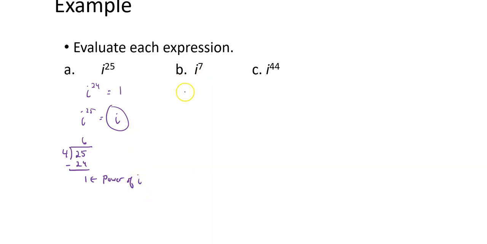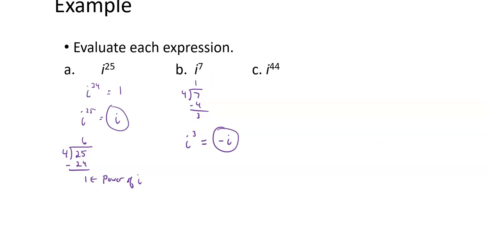How about i to the 7th? Subtract 7 minus 4 is 3. So i to the 7th is the same thing as i to the third. Oh, but wait, we said i to the third is negative i. So again, I was able to take those higher powers of i and reduce them back to some form of i to the first or a real number.